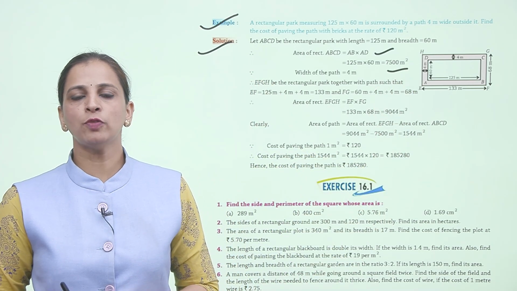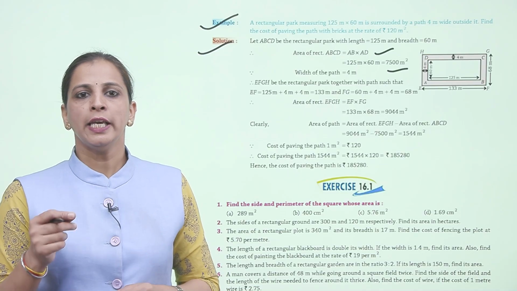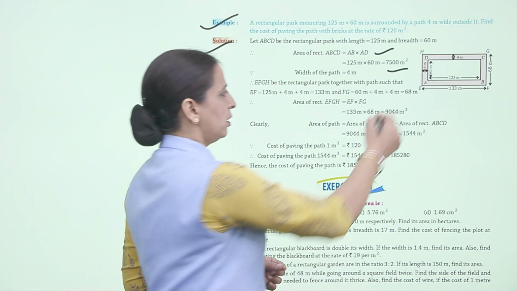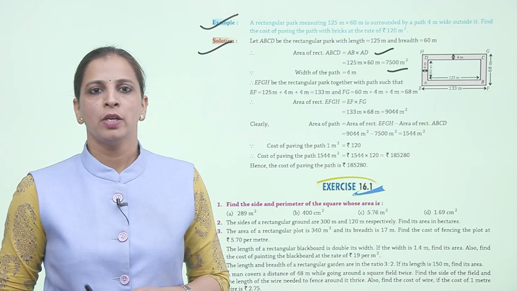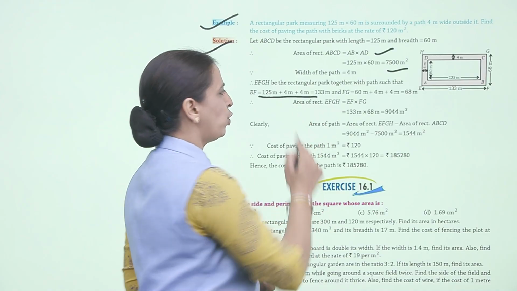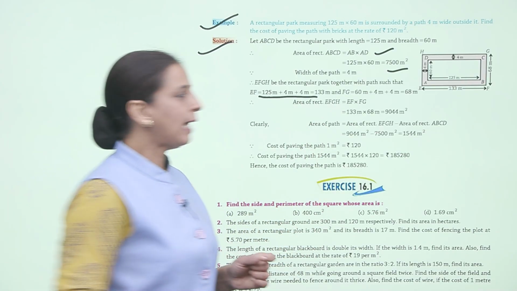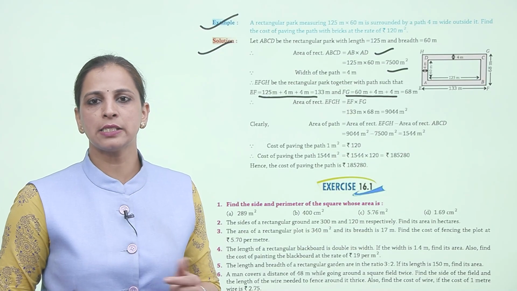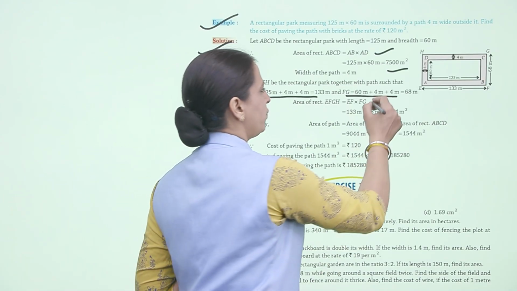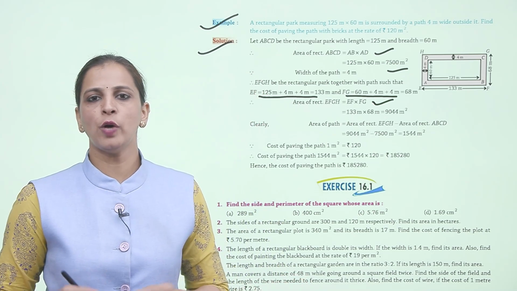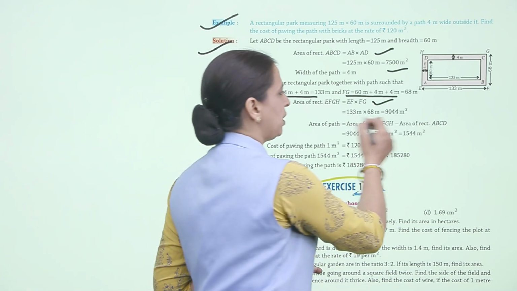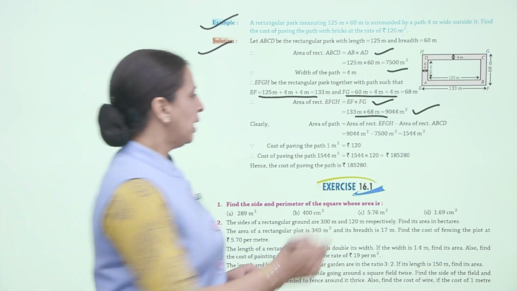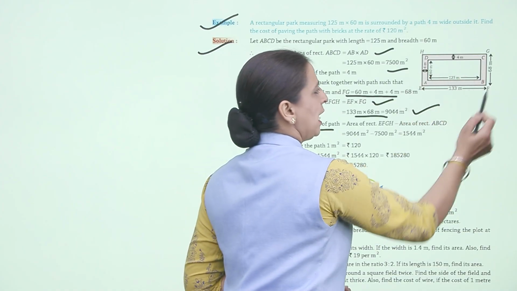meter square. Width of the path कितनी है, 4 meter. So let EFGH be the rectangular path together with the path, such that कि ये path को मिलाकर कितना हुआ. EF is equals to 125 meter plus 4 meter is equals to 133 meter, and FG is equals to 60 meter plus 4 means दोनों साइड से लेंगे, that is 68 meter. Now area of rectangle EFGH is equals to EF into FG, that is 133 meter into 68 meter is equals to 9,044 meter square.